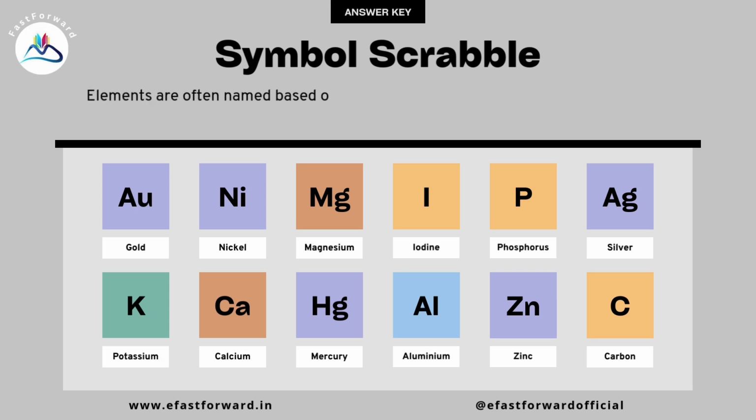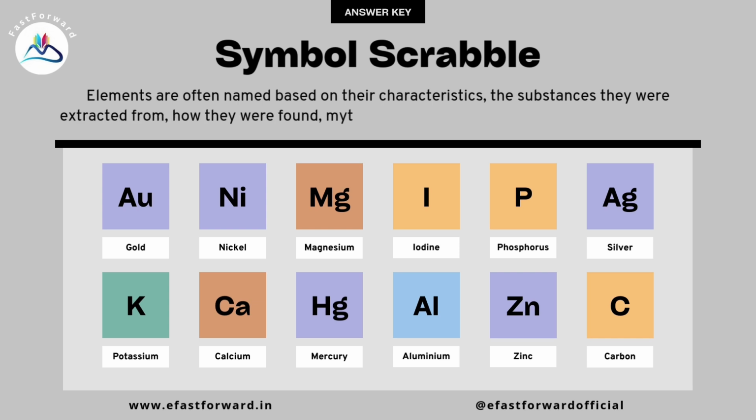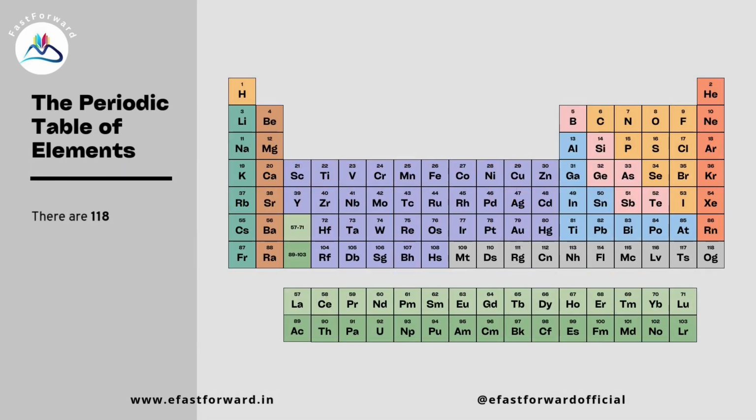Here's the answer key. Elements are often named based on their characteristics, the substances they were extracted from, how they were found, mythological beings, locations or notable individuals. Here's the periodic table of elements. There are 118 chemical elements listed in the periodic table in a specific order.